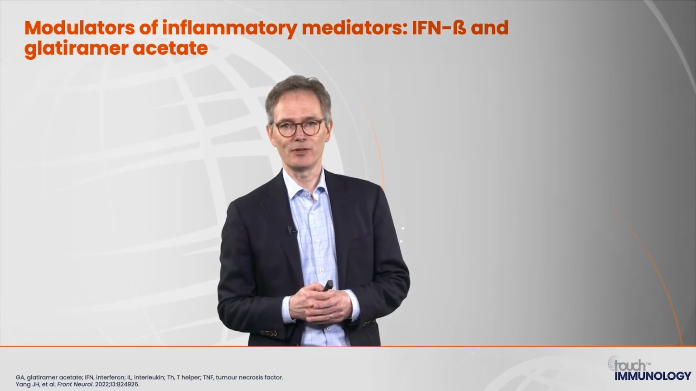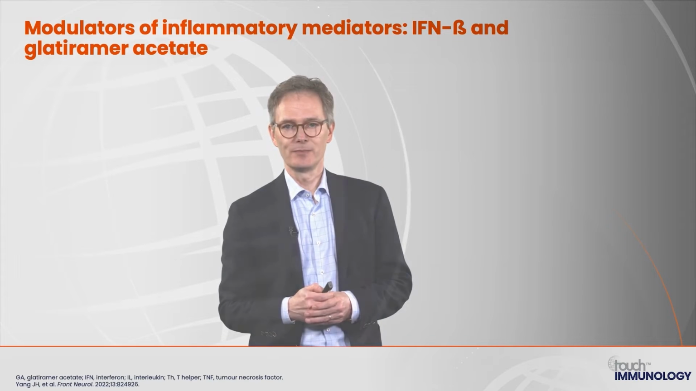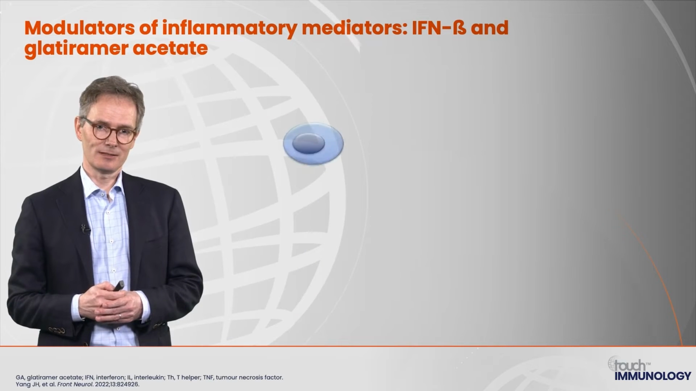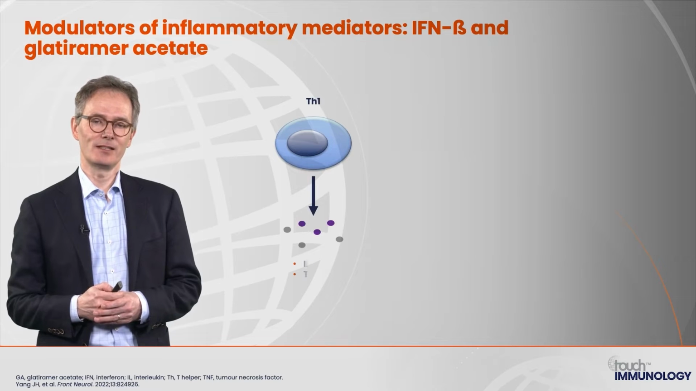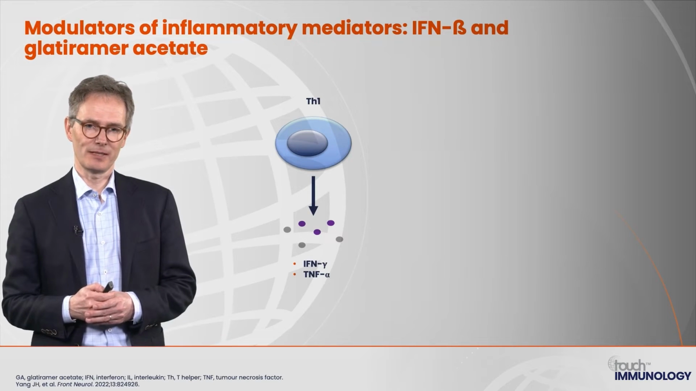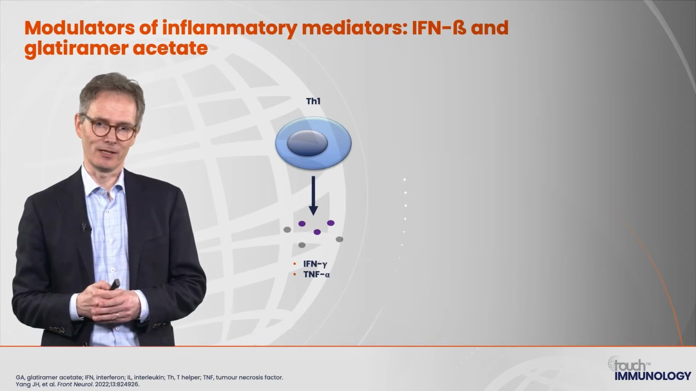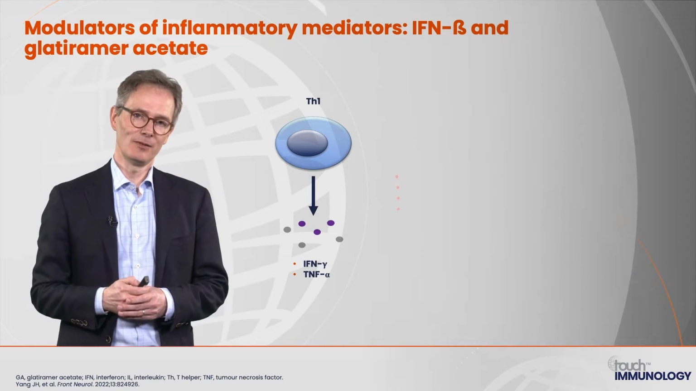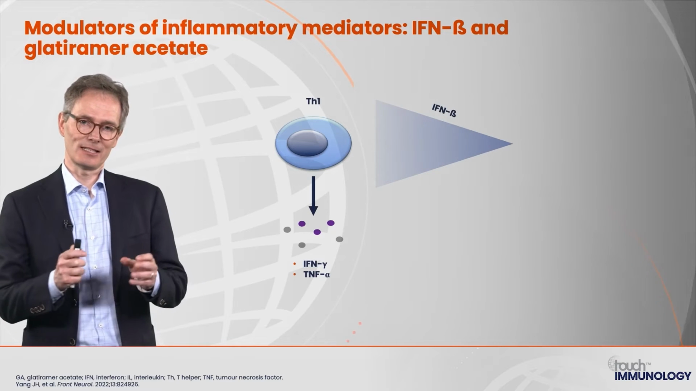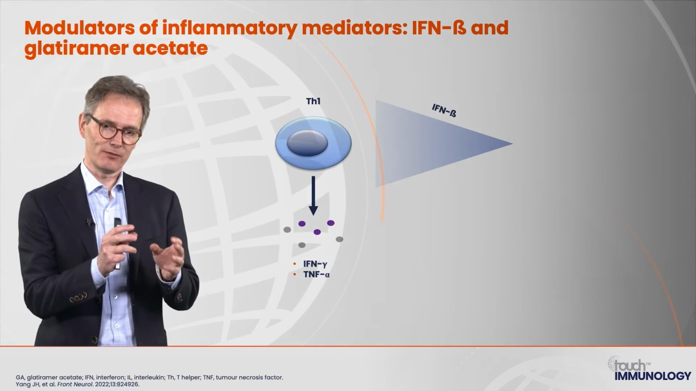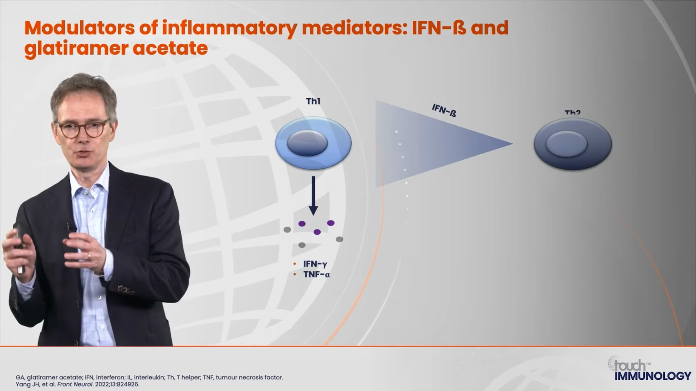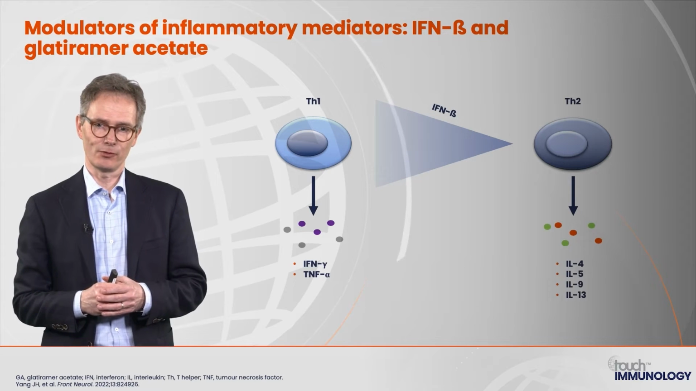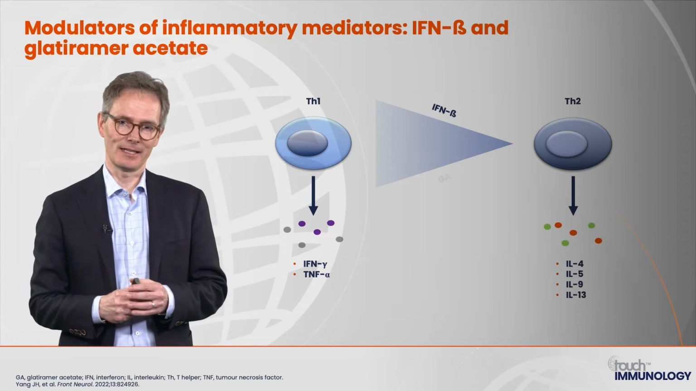So interferons lead to a change of the cytokine profile of the T cells and B cells. So normally in MS, there's a Th1 profile. And this Th1 profile is characterized by interferon gamma production and TNF-alpha, so two pro-inflammatory cytokines. With the treatment of interferon beta, the cytokine profile is changed from this pro-inflammatory type to Th2 type, which is characterized by IL-4, IL-5, IL-9, and IL-13 production.